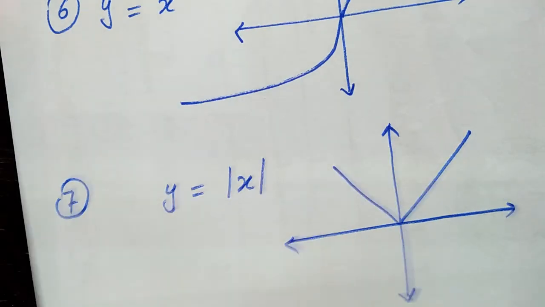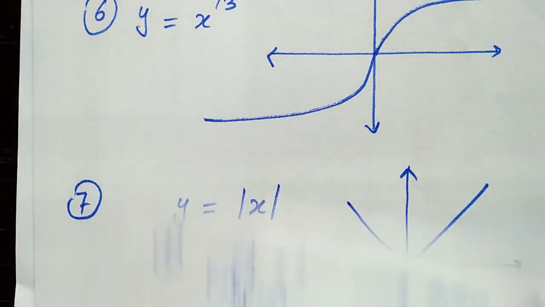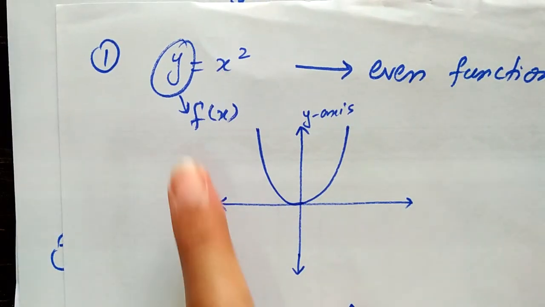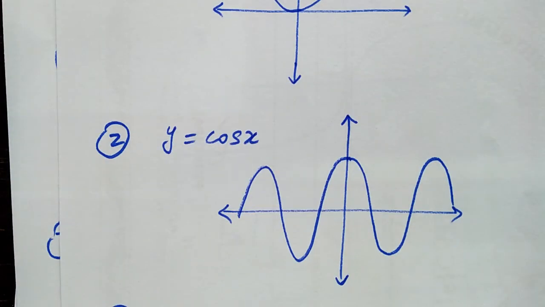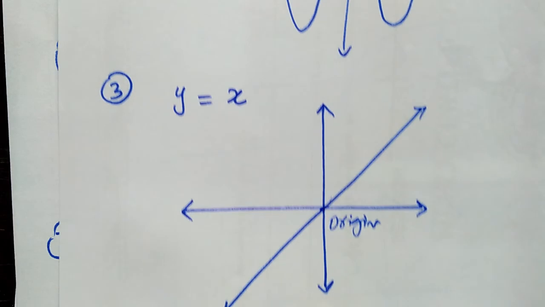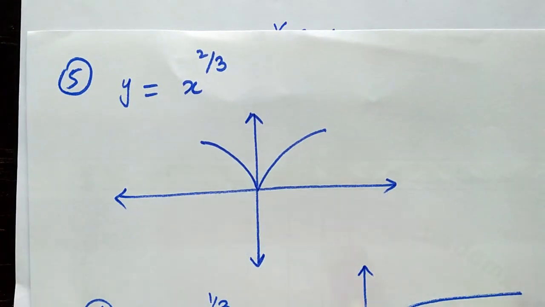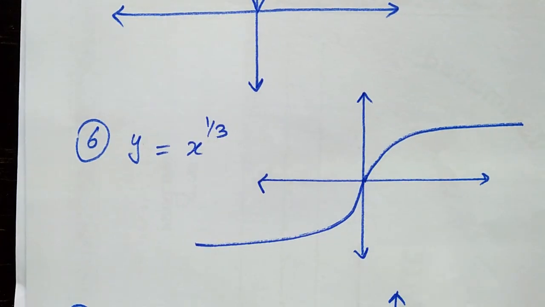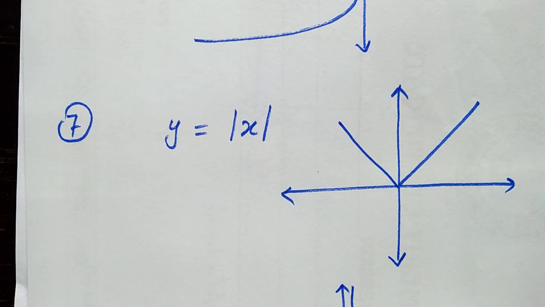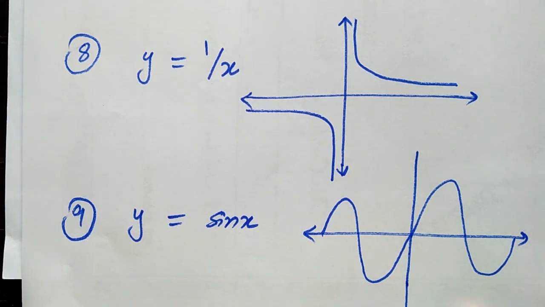Now, if we analyze from the start, our first example was y equals x square. So we will draw it like this. Then y equals cos of x. Then y equals x. Then y equals x cube. Then y equals x raised to power 2 over 3. Y equals x raised to power 1 over 3. Y equals absolute value of x. Y equals 1 over x, and y equals sine of x.